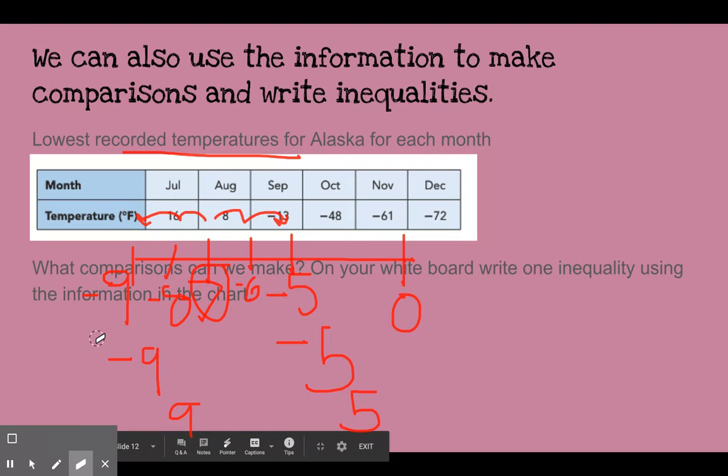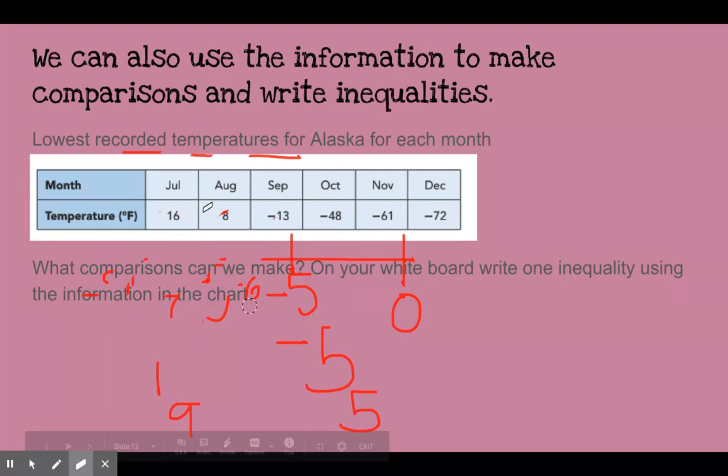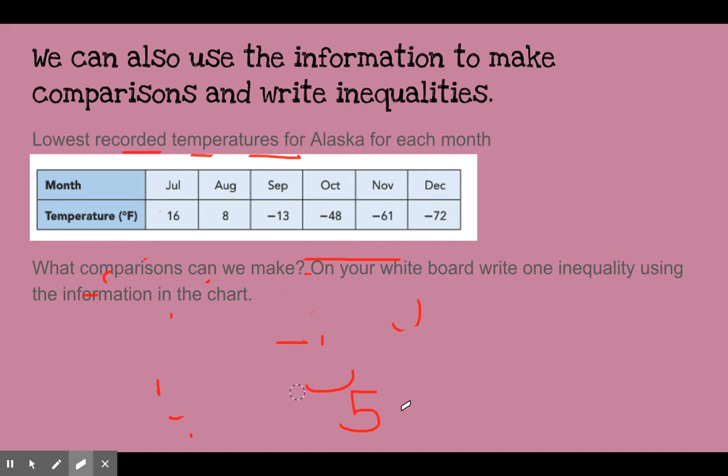So let's get rid of this work here. All right. So we can also use negative numbers in information in charts to make comparisons and write inequalities. Remember last week when we talked about inequalities and we were going to use the symbols greater than or less than, right? So we're going to use less than or greater than. Okay, so let's look at this chart here.